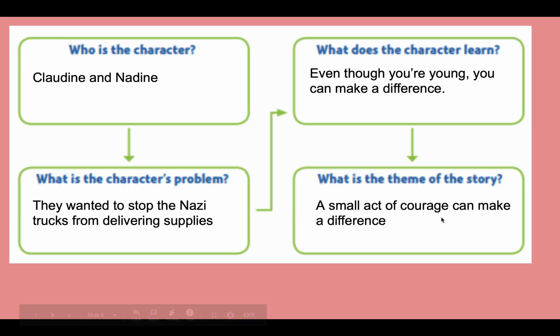So now I'm filling out this same graphic organizer. Who is the character? Or for this story, who are the characters? The characters are Claudine and Nadine, and I'm following the arrows to bring me to the next part of the graphic organizer. What is the character's problem? They wanted to stop the Nazi trucks from delivering supplies.